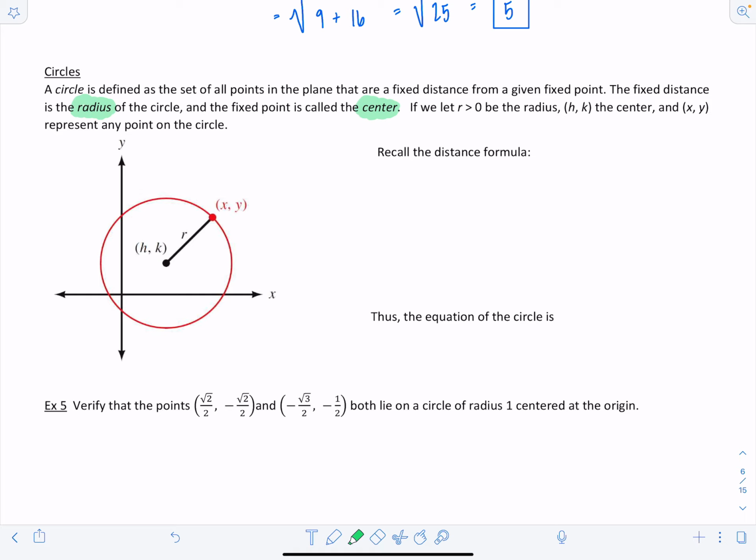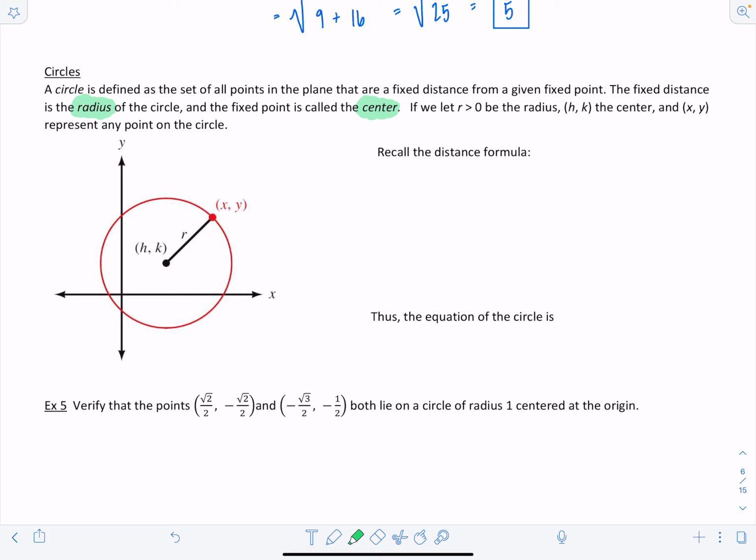If you're like, I need a positive ID on this circle, quick, you need the center and you need the radius. If we let r, greater than 0, be our radius, so that little lowercase r stands for the radius, and then h and k represent the coordinates of the center. Remember, the center is fixed. And then x, y will stand for any of the points on the circle. There's going to be infinitely many of them.